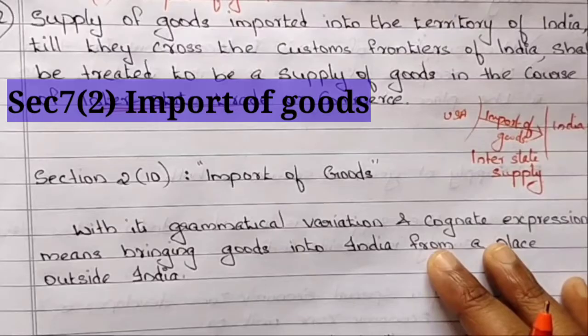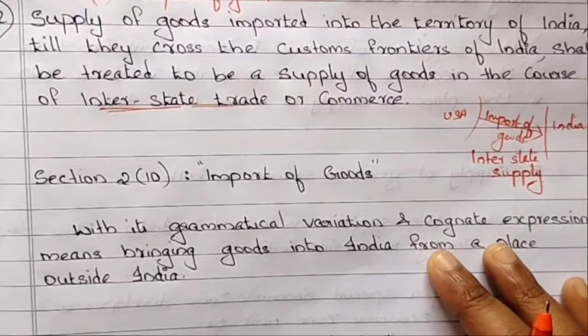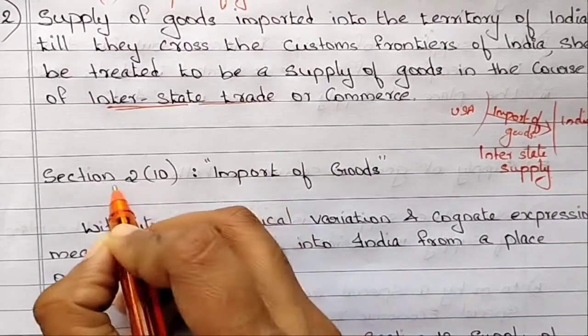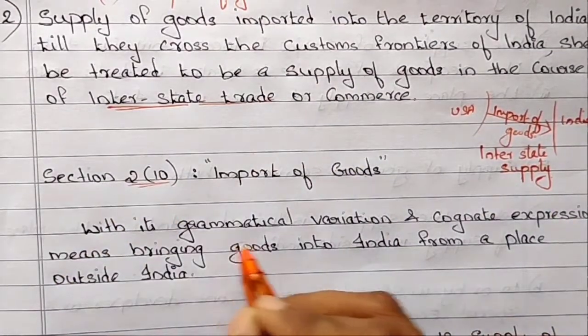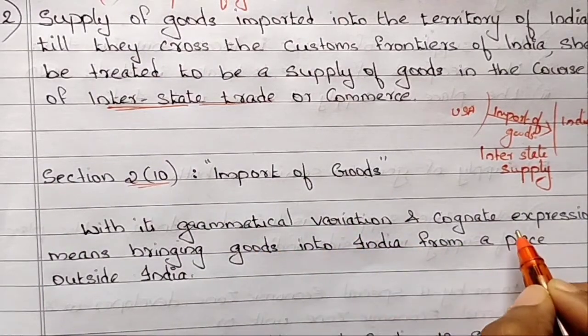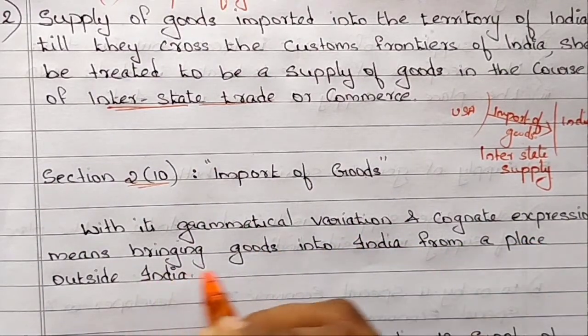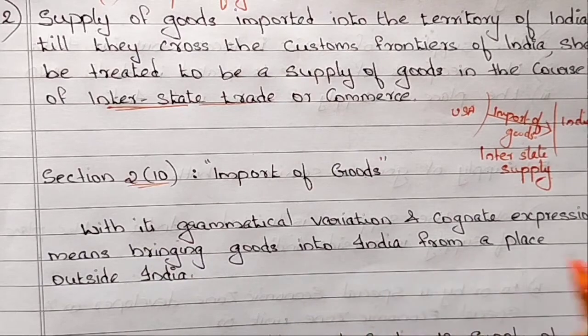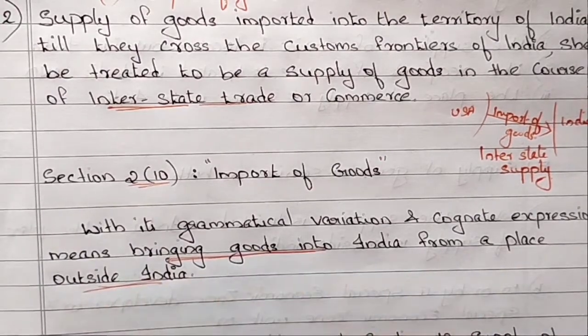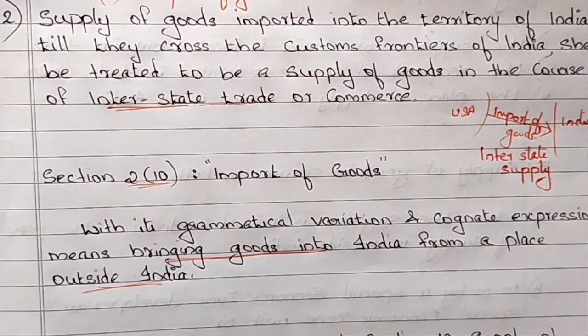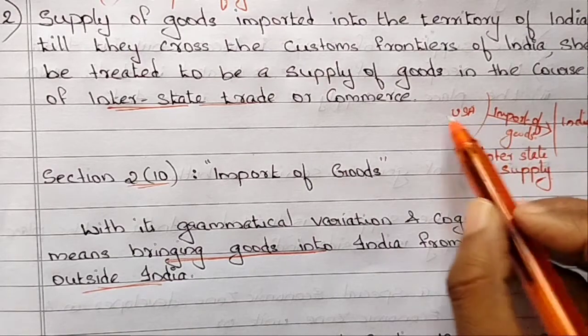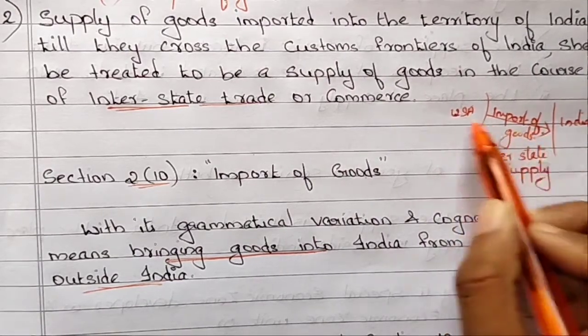Now, import of goods is defined in section 2 clause 10. Import of goods, with its grammatical variations and cognate expressions, means bringing goods into India from a place outside India. So, import of goods means bringing goods into India from a place outside India.